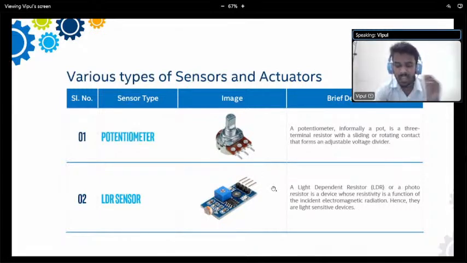But can we detect only sunlight with this? Can't we detect room tube lights, bulbs, torches and other lights? Can we detect those things with this LDR? Yes, we can detect them. So just think about some other ways. Instead of just doing the streetlight project, you can do something more with this LDR project. I'll give you one example.